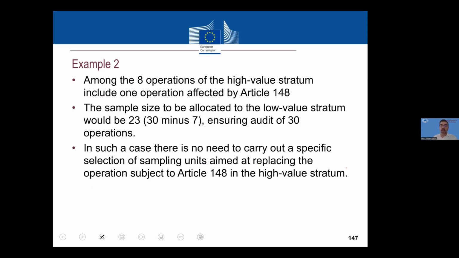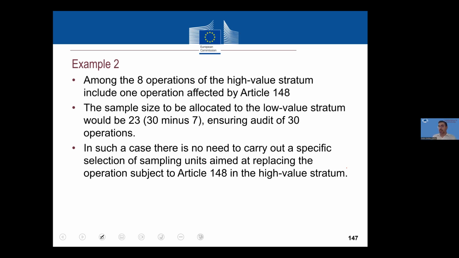And imagine that among the 8 operations of the high value stratum, there is one that is affected by this principle. So although the MUS methodology tells me that it is mandatory to audit the 8 operations that are in the high value stratum, in practical terms, I cannot do so because one of them is out of my possibilities. So I will have just to audit 7.